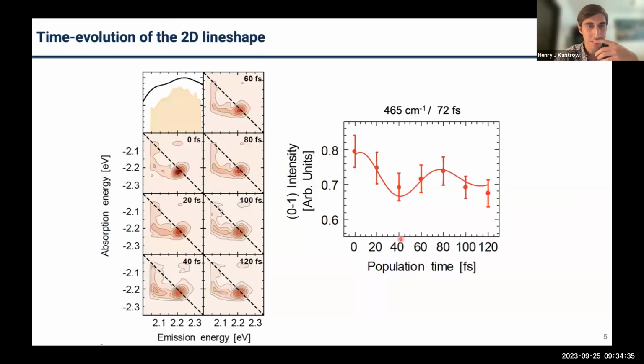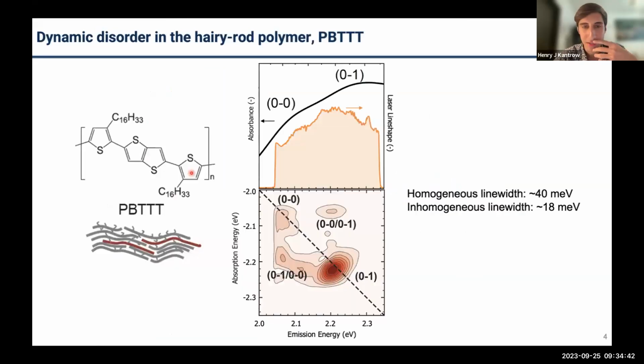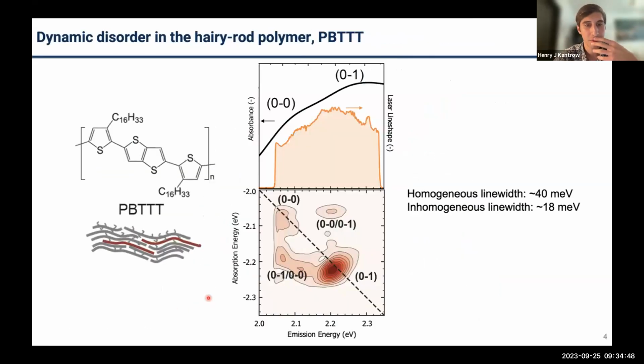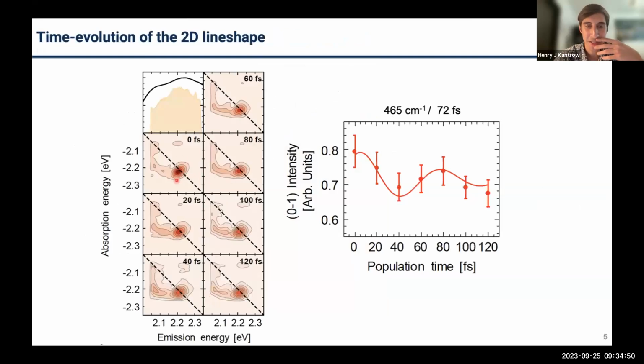To do this, we look at the time evolution of the 2D line shape. Essentially, we vary the evolution time, tau2, and let our system evolve in time. We plot the intensity of the 0-1 transition as a function of that population time, and from this we observe that you can think of it as a damped sinusoidal function that describes the intensity of the 0-1 transition.